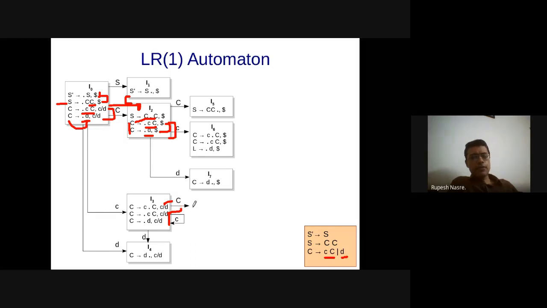As well as from I6 there will be some transitions possible. On small c also there will be a transition from I6. So that is coming back to itself. On D it is going to go to I7. Okay, so this is probably going to be the end of it. And this is going to be the LR1 automaton corresponding to this. And from here you can build again the parsing table by looking at the next symbol and so on. And we'll worry about that in our next class.